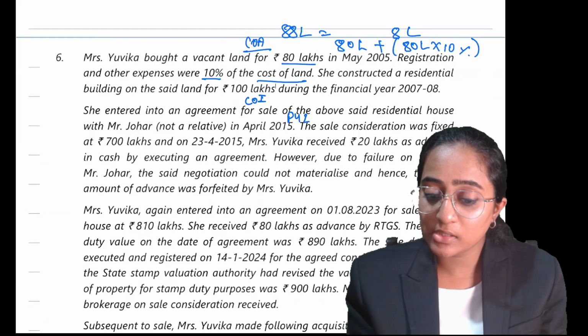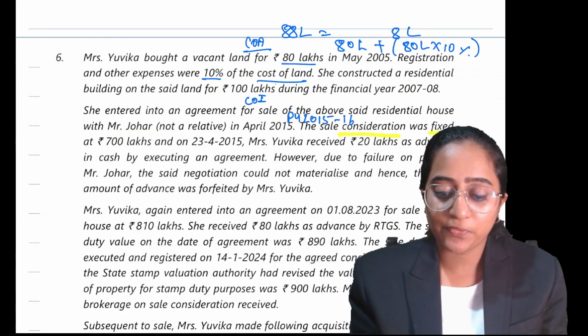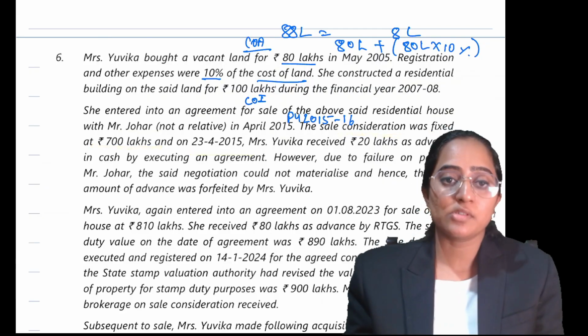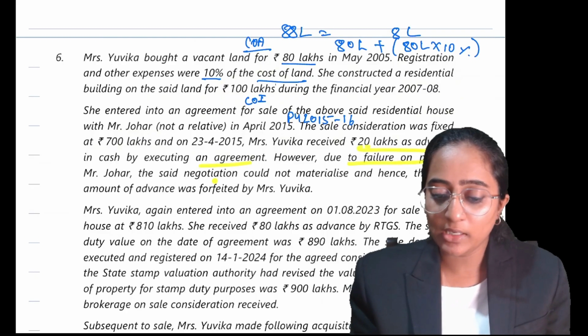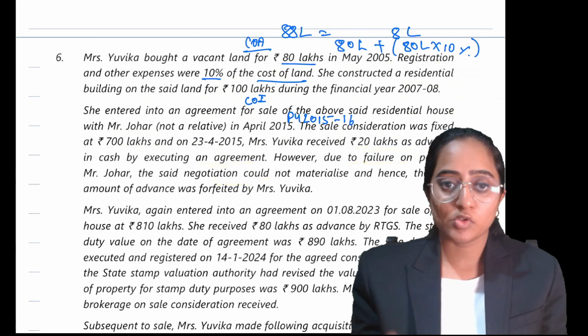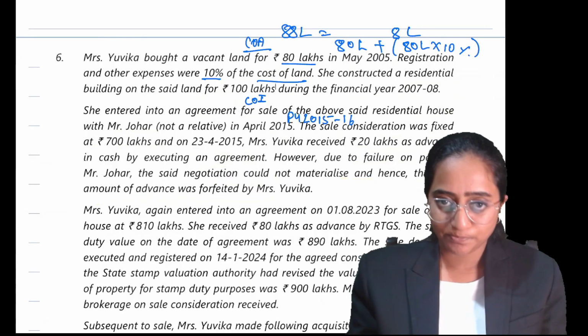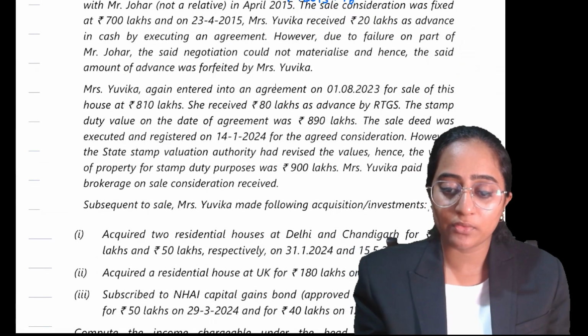This is important. I'll tell you the reason why. The sale consideration was fixed at 700 lakh on 23/5/2015. She received 20 lakh as advance by executing an agreement. However, due to the failure of negotiation, it failed. Hence, the said amount of advance was forfeited.